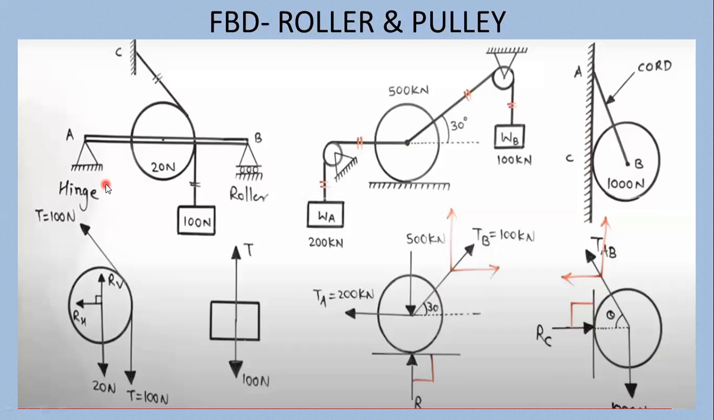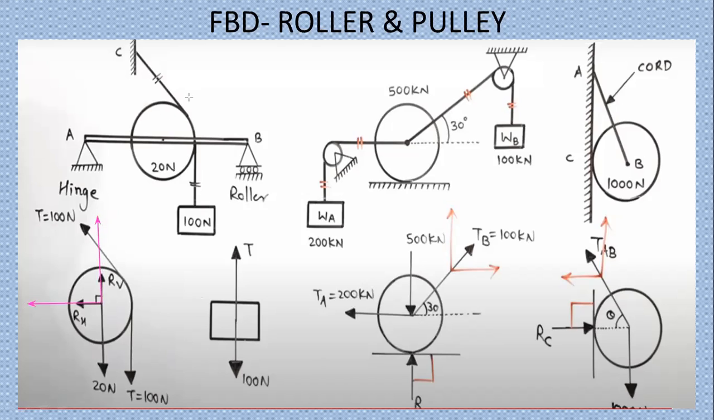Now, what is the property of a hinge? A hinge can rotate in one direction, two directions also. That is a hinge support. So whenever a hinge support is there, you remember that there will be two reactions. You can see here two reactions are given. One is horizontal, one is vertical, in case of the hinge.